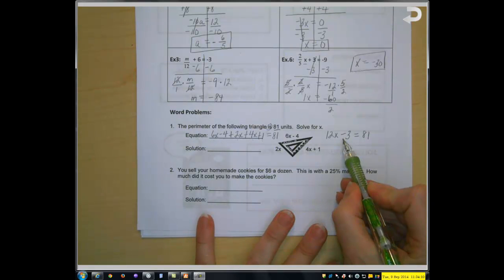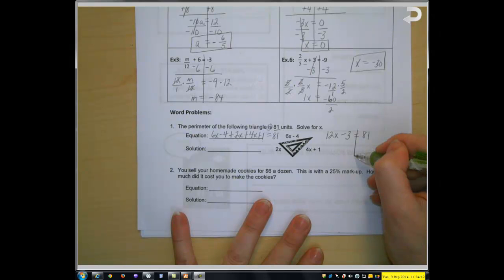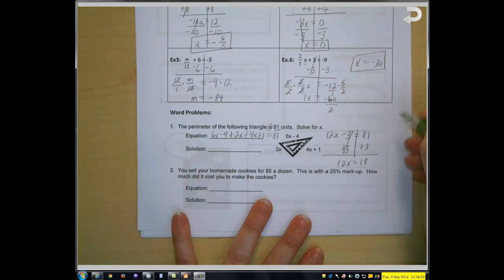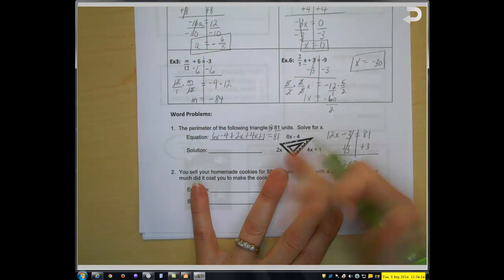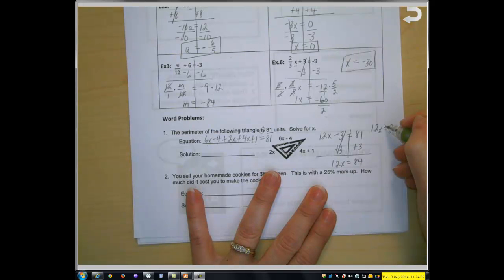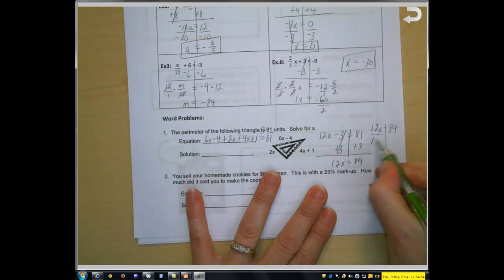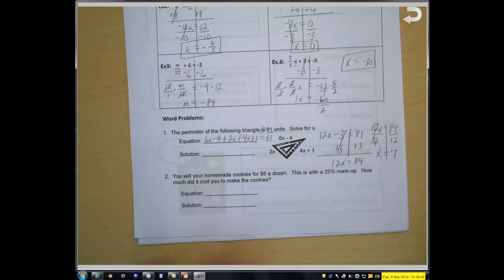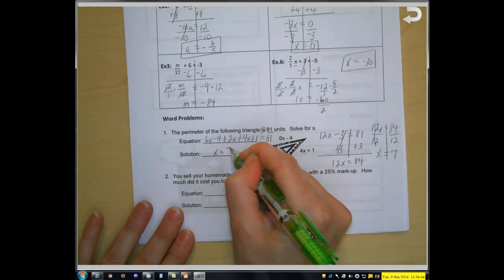First, we need to do the inverse of subtraction, which is addition. That gives us 12x equals 84. And we'll continue up here. Now we need to do the inverse operation of multiplication, which is division. And we get x equals 7. So our solution is x equals 7.